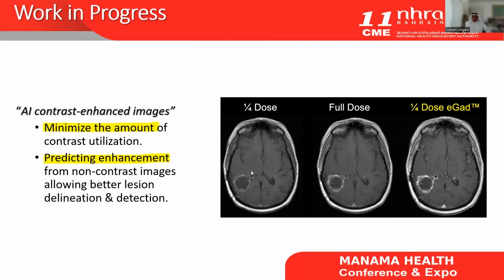These are 3 images with 1/4 of the dose of contrast. This is the full dose, and this is the 1/4 dose of contrast, but enhanced with artificial intelligence software, aiming to reach a time where we can use a minimal amount of contrast, but with the use of artificial intelligence software, we can imitate the full dose.